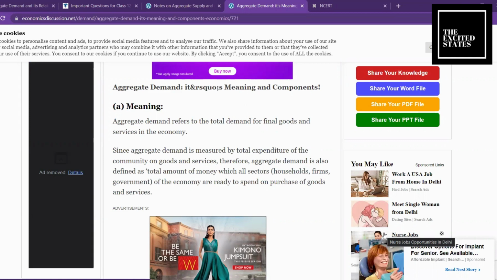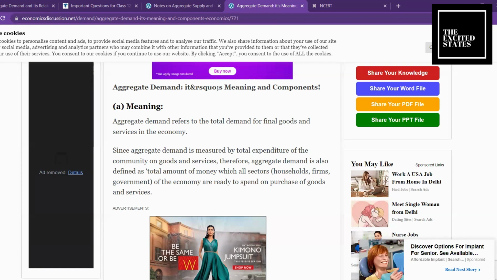Since aggregate demand is measured by total expenditure, what is aggregate demand? Basically, it is the expenditure done by the community, or by a group of people, on goods and services. Because if we are demanding something, that means we are purchasing something, and if we are purchasing something, we are also spending on those goods and services. So we can say that aggregate demand is measured by the total expenditure of the community on goods and services.